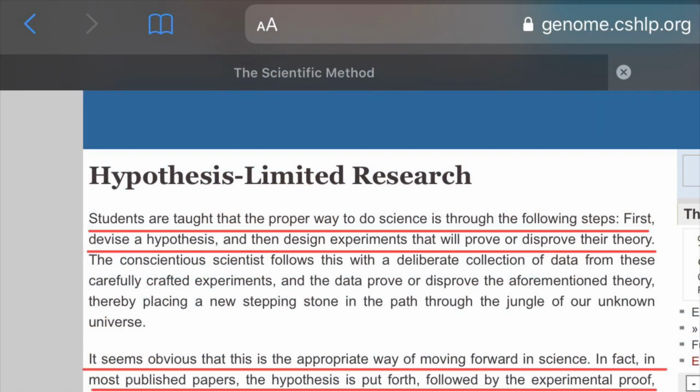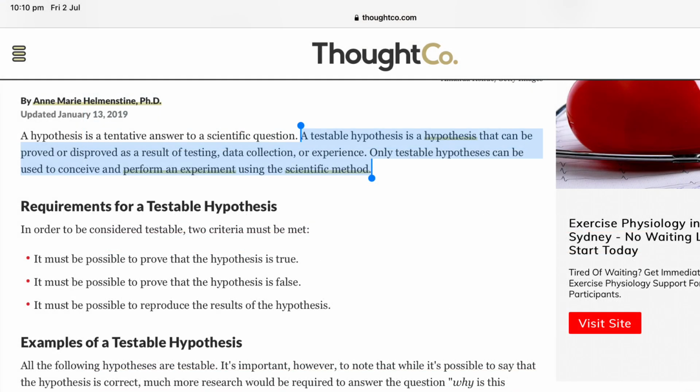I will. Because he loves the pain of eating his own words, let's do it one more time. From Genome, students are taught the proper way to do science through the following steps. First, devise a hypothesis, and then design experiments that will prove or disprove their theory. It seems obvious that this is the appropriate way of moving forward in science. In fact, in most published papers, the hypothesis is put forth, followed by the experimental proof. From ThoughtCo, a testable hypothesis is a hypothesis that can be proved or disproved as a result of testing, data collection, or experience. Only testable hypotheses can be used to conceive and perform an experiment using the scientific method.